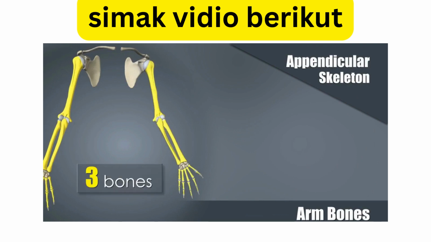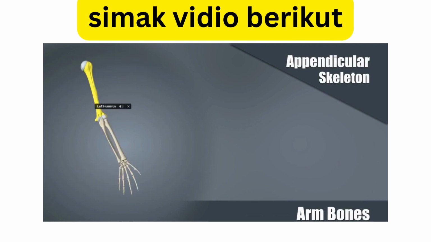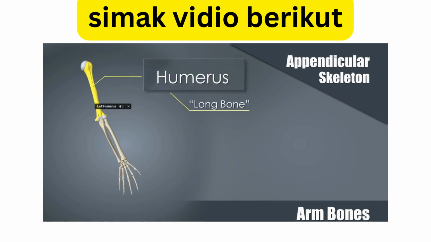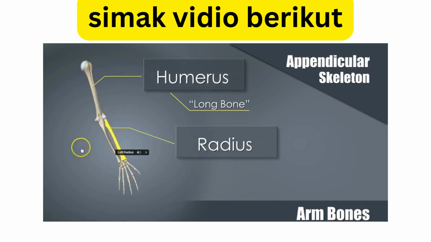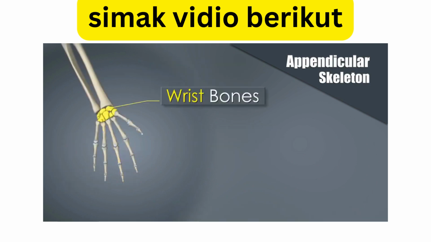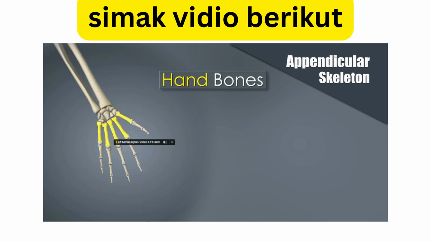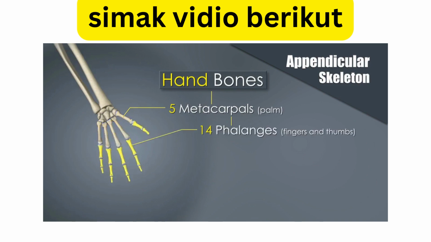The arm is composed of 3 bones. The upper bone is known as the humerus. This is categorized as a long bone. The lower bones, of which there are 2, are called the radius and the ulna. Attached to the radius and ulna are the wrist bones, otherwise known as the 8 carpals. Attached to the 8 carpals are the hand bones, and the hand bones are comprised of 5 metacarpals, which form the palm of the hand, and the 14 phalanges, which form the fingers, including the thumbs.